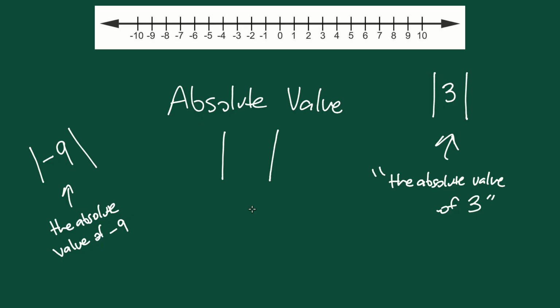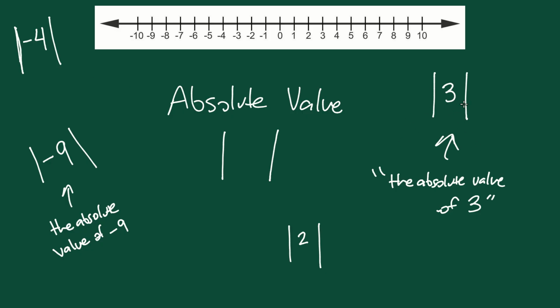Okay? Now what if I asked you, what is the absolute value of 2? Well, it'd be just 2, right? What about the absolute value of -4? Okay, 2 vertical bars, absolute value of -4. Well, 1, 2, 3, 4.